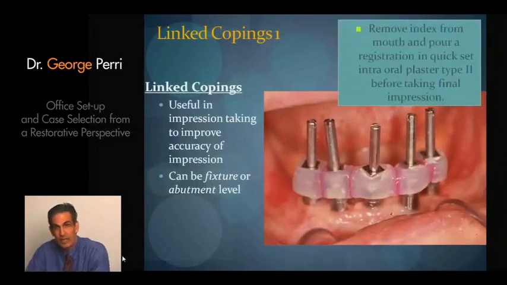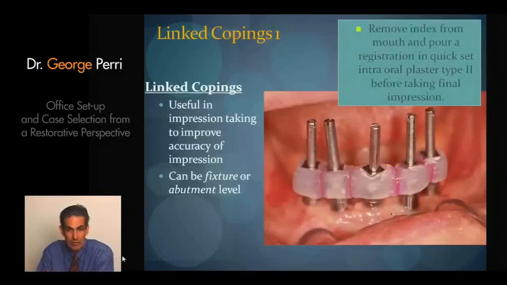Now I'm going to show you an adjacent technique to this if you have doubts about your laboratory's ability to generate an accurate model. What you might do is take these linked copings, we'll take them out of the mouth, and we'll pour a registration of this index so that we can later evaluate our master model to make sure that there wasn't some sort of laboratory error that led to an inaccurate master model.